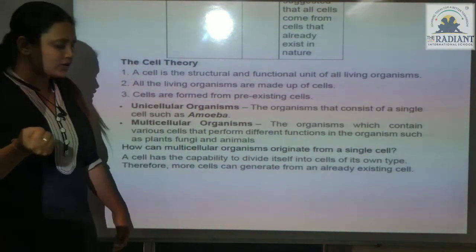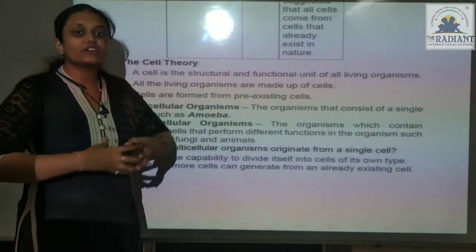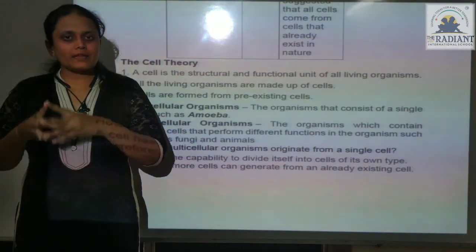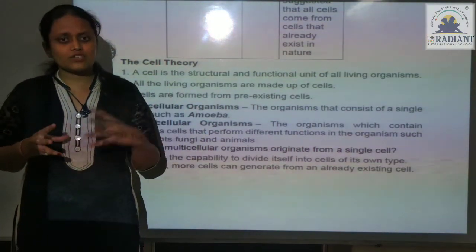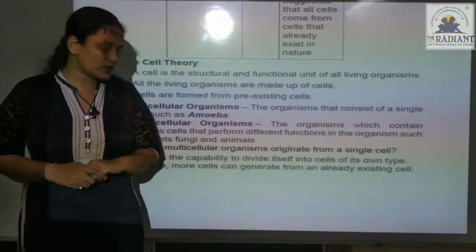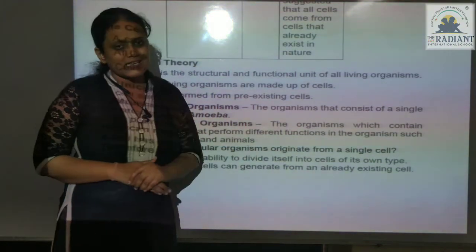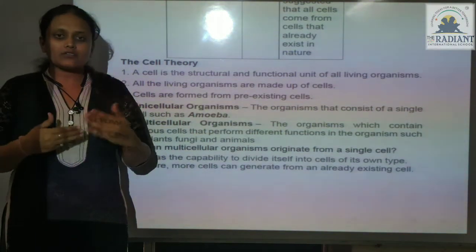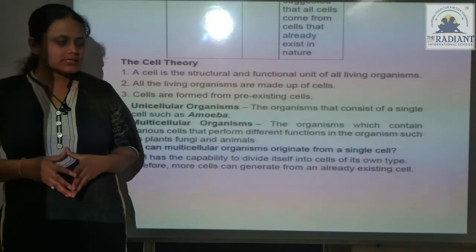Here the definition says that a cell has the capability to divide itself into cells of its own type. That means if a cell is of a particular type, then the cells which come from the cell division of that particular cell will be of its parent type only. Therefore, more cells can generate from an already existing cell, and that is why cells of the same type can be generated from pre-existing cells again and again by the process of cell division. Now let's go to the next thing.